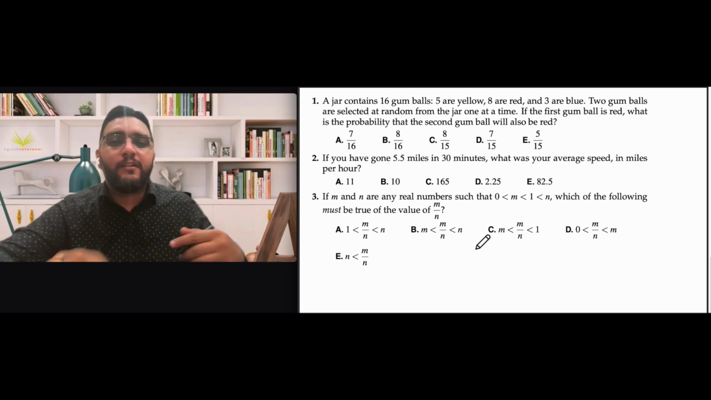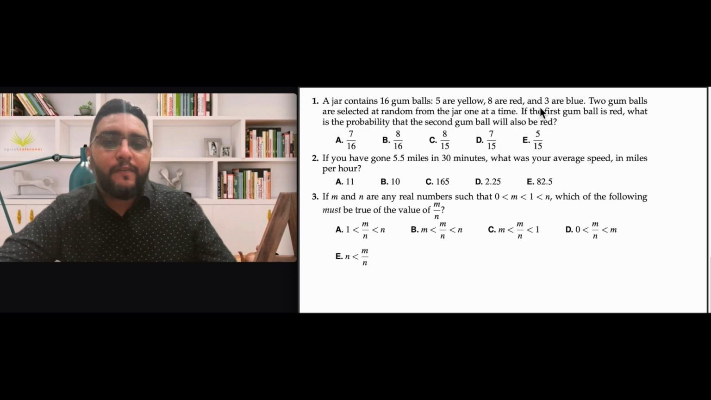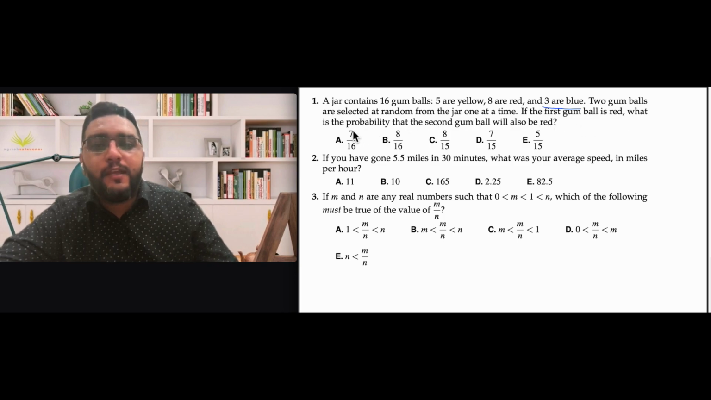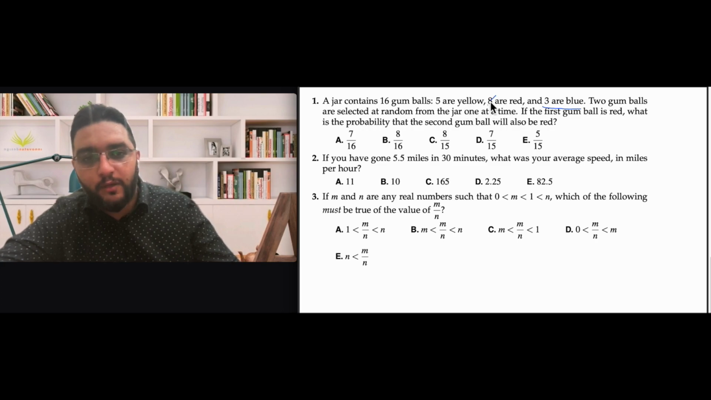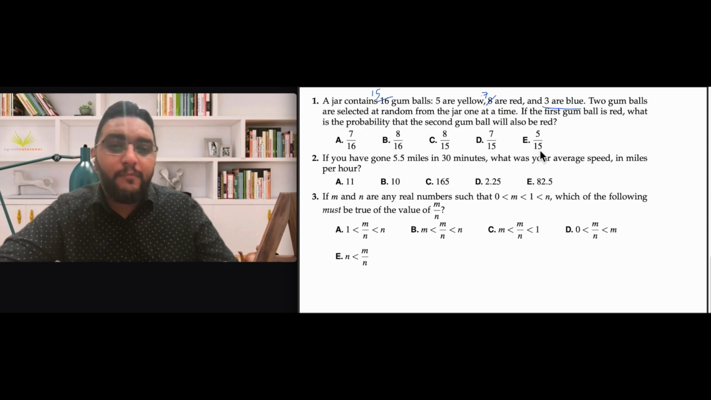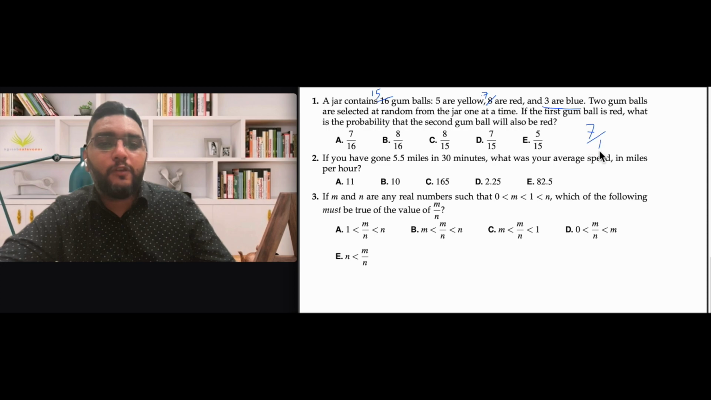A jar contains 16 gumballs. 5 are yellow, 8 are red, and 3 are blue. 2 gumballs are selected at random from the jar one at a time. If the first gumball is red, what is the probability that the second gumball is also red? Drawing the first one, it will be red, so we cancel one of the red ones. So 8 will be 7, and 16 will be 15. The probability of the second gumball being red will be 7 over the total number, which equals 15, so the answer is D.